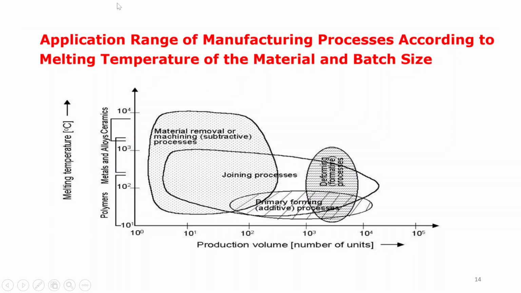Now, this graph I showed earlier as well. This tells, on the basis of melting temperature and production volume, which processes you can use. So with deformation processes you can produce higher production volume compared to material removal processes.